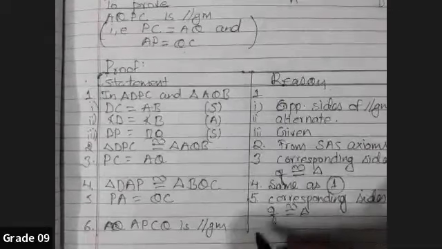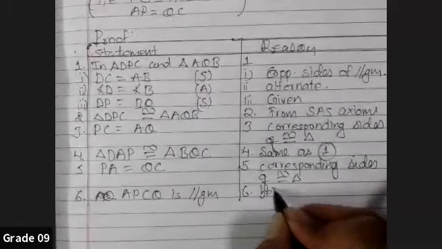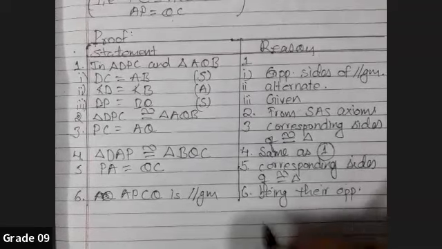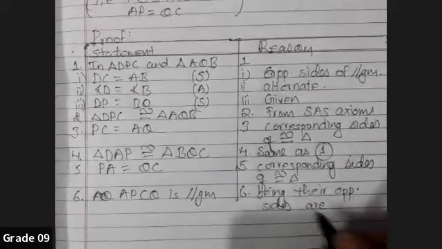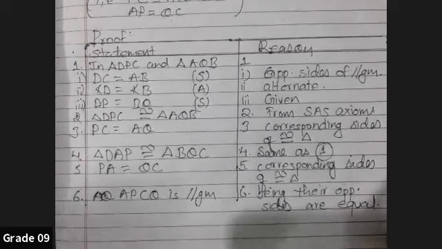The reason is that their opposite sides are equal. If a quadrilateral's opposite sides are equal, it is a parallelogram. Being their opposite sides equal, in this way this is done.